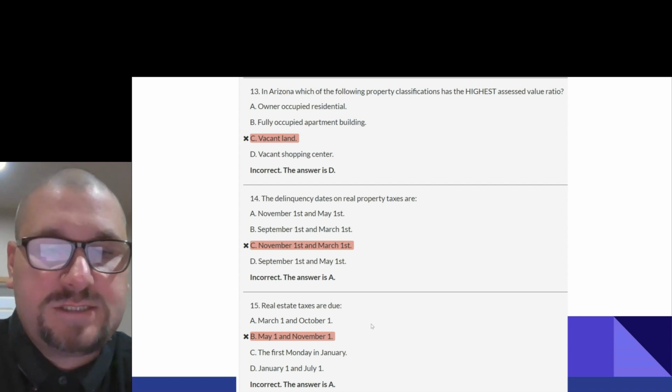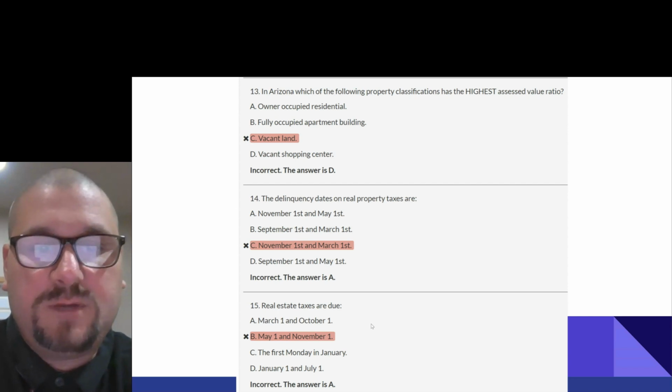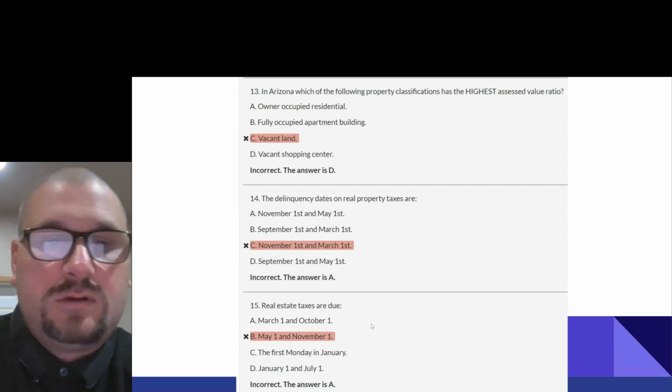Real estate taxes are due when? Real estate taxes are due A, March 1st and October 1st. So real estate taxes are due March 1st and October 1st.